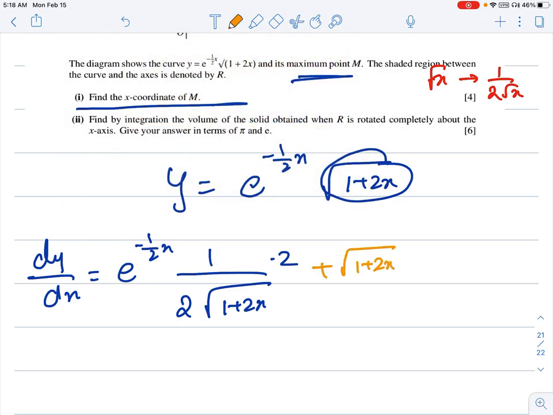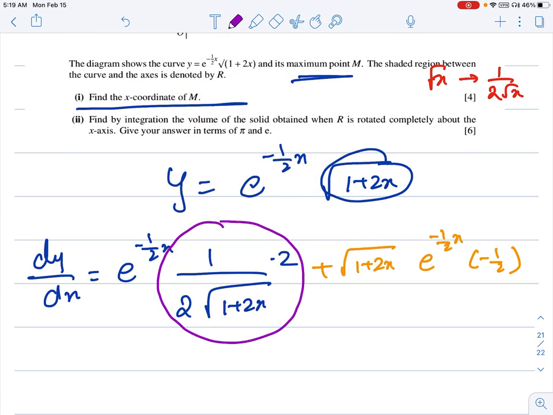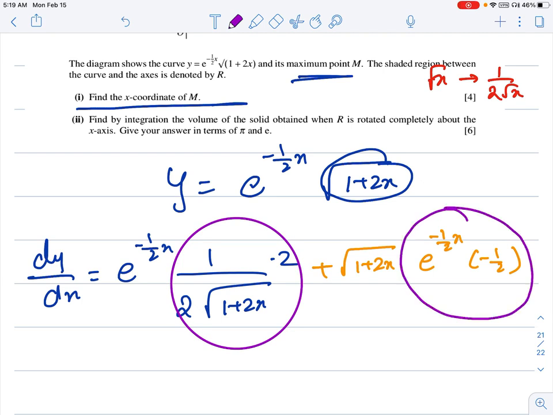So square root of 1 plus 2x as it is, times the derivative of e power minus half x, which is e power minus half x times minus half. So what I am going to do is circle the derivative. So this is a derivative and this is a derivative.